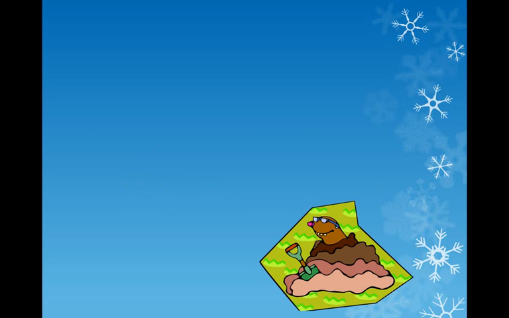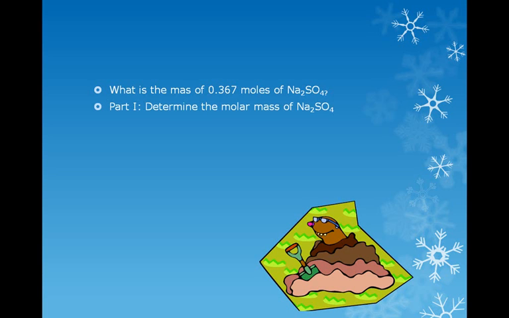Let's try another problem. Again, we're going to do this problem in two parts. What is the mass of 0.367 moles of Na2SO4? Remember, in part 1, we determine the molar mass of Na2SO4. We do that by first counting the number of each atom in the formula of the substance. There are 2 Na's, 1 S, and 4 O's. Then we multiply the number of atoms in the formula times the mass of the atom in grams.